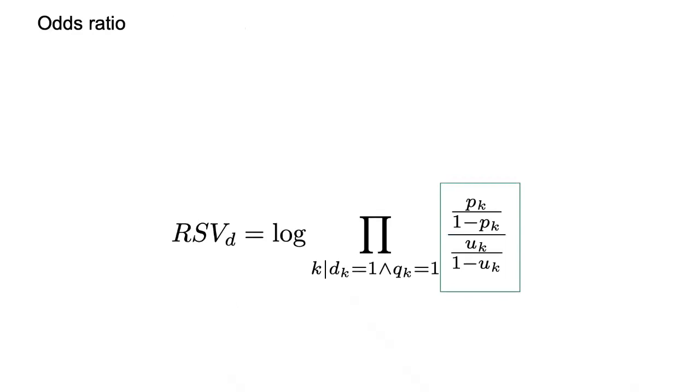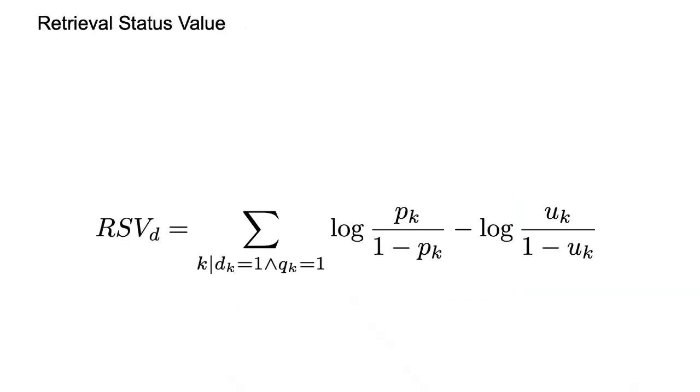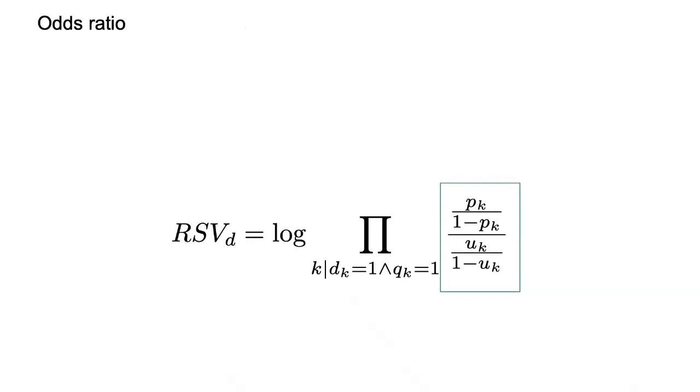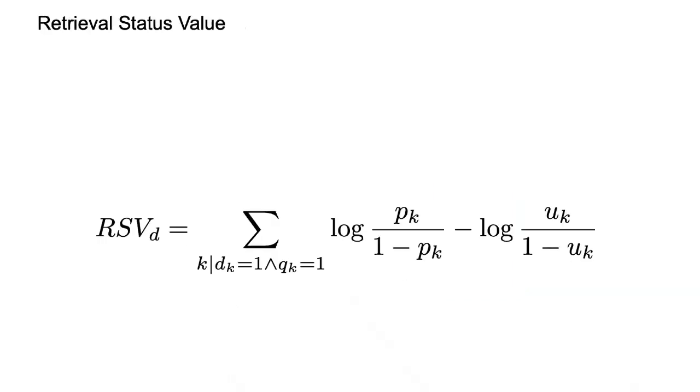And now you realize that P over 1 minus P, that's an odds, right? It's the odds that term K is in the document given relevance, and the odds that term K is not in the document given the relevance. Okay, now you know that the log of a division is the same as the subtraction of the logs, right? Log of A divided by B is the same as log A minus log B. Just the rules of logarithms. So I end up with this.